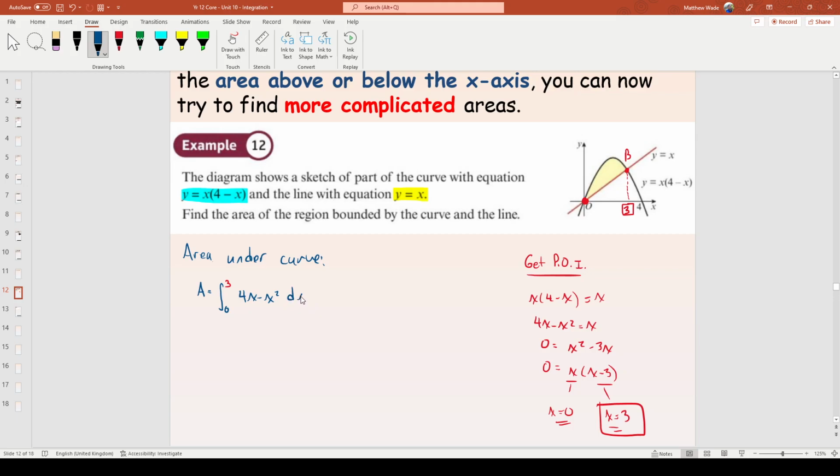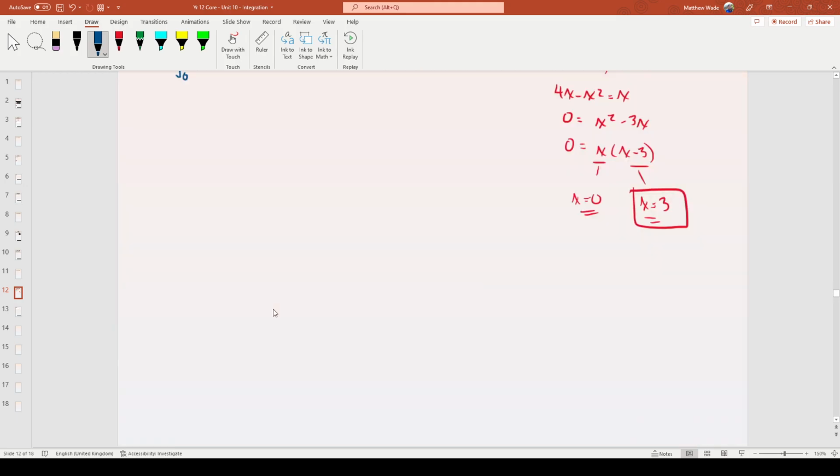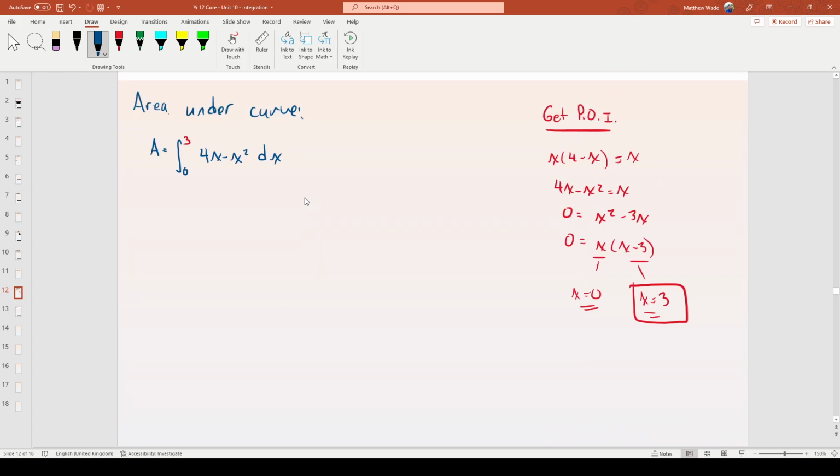Not forgetting the dx, because that integral sign is meaningless without it. Okay, so let's do it. So here we go. A equals square bracket now, 4 is chilling, x squared over 2 raised to the power by 1 divided by the new power, minus x raised to the power by 1, 3 divided by the new power 3. Do I need a plus c? Nah, because I'm doing a definite integral. The c's would just cancel out, so may as well not bother with them.